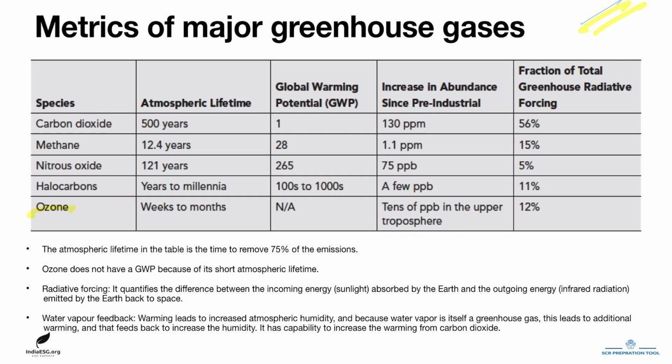So from this slide, the important point is that you need to understand which of the greenhouse gases has different levels of global warming potential, and also the increase in abundance since their pre-industrial level, and the fraction of total greenhouse gas radiative forcing.